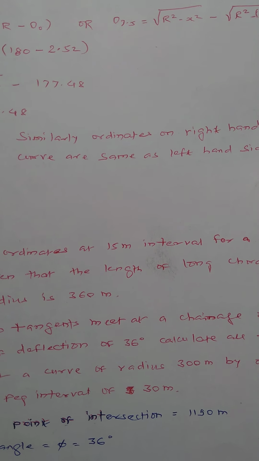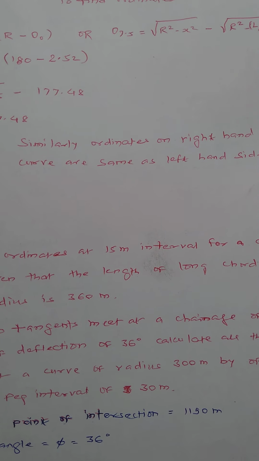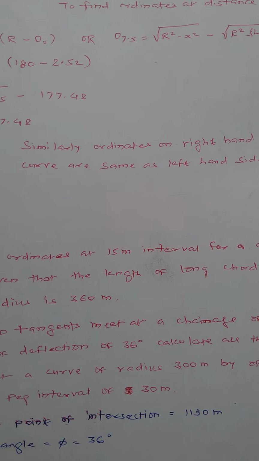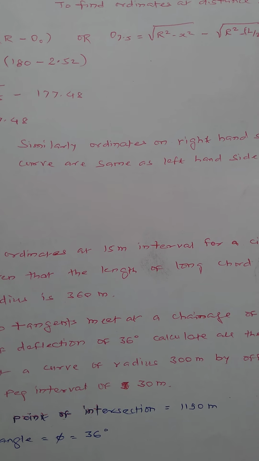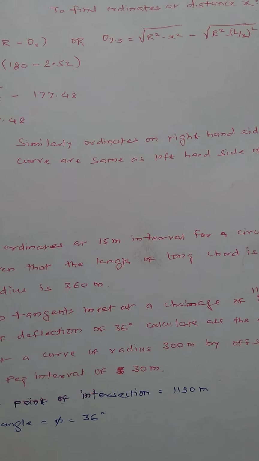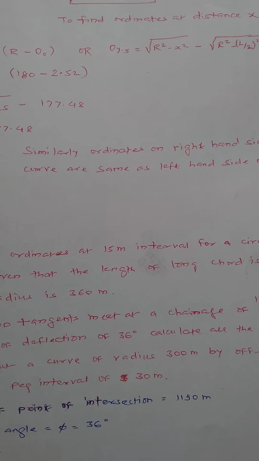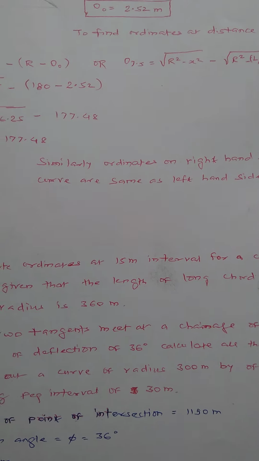In the similar way, you can find out the ordinates on the right hand side of the curve. There is no need to find out the ordinates by using the formula because this is a simple circular curve and we are dividing the curve into two equal parts. That's why the same ordinates will be on the right hand side of the curve. Okay, put all the values same on the right hand side of the curve.